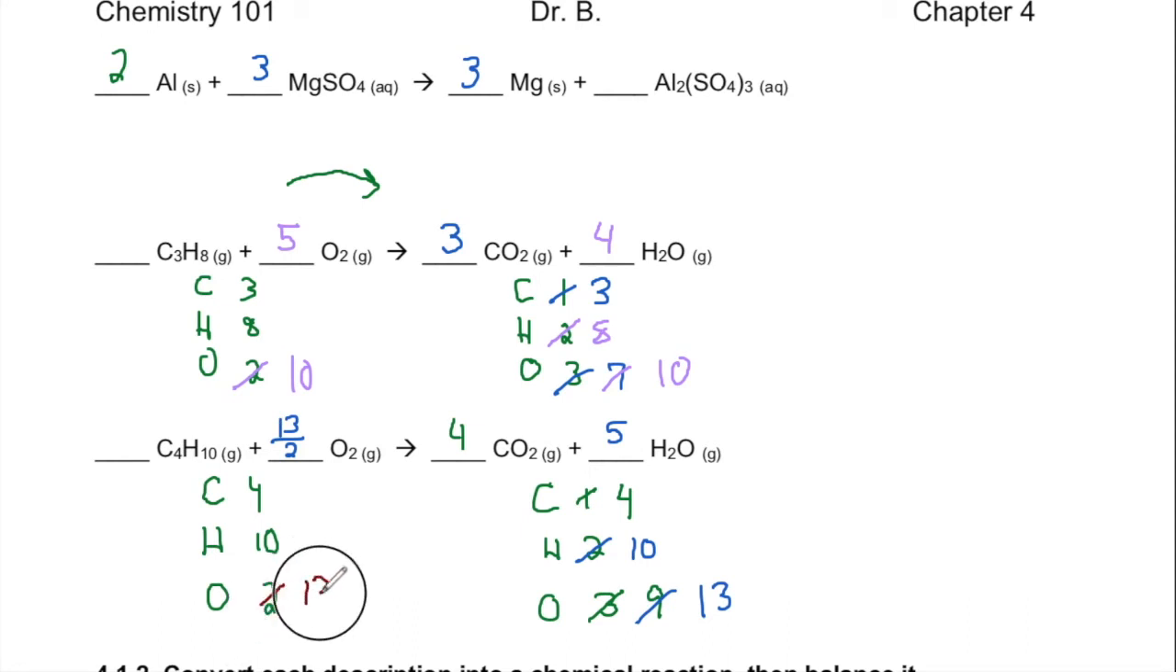Oh, I didn't write this. Okay, we have it balanced, but the only problem is we have this fraction as a coefficient, so we should go through and double everything to get rid of the fraction.